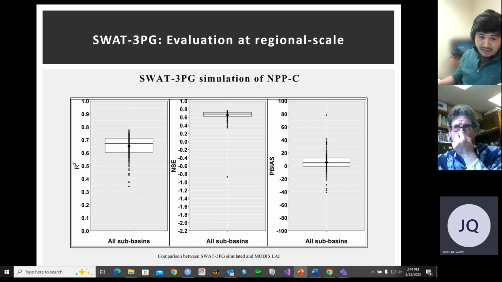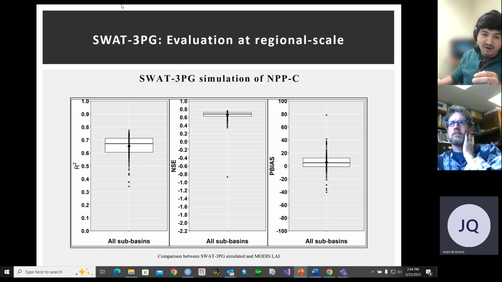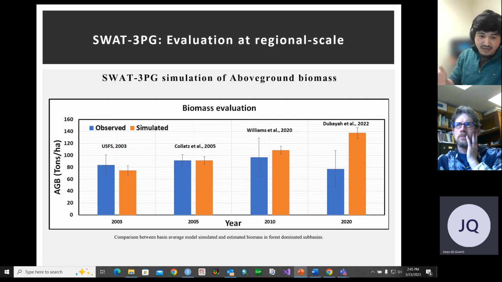This is a different way of looking at the NPP. Because SWAT is a watershed model, we divide the watershed into sub basins, and for each sub basin we also acquired the MODIS data set. This shows the range of R square, NSE, and percent bias for all of the sub basins for NPP simulation. The R square is about 0.65, NSE is close to 0.7, and PBIAS is slightly higher than 0. So the model does a good job of simulating NPP at a basin scale as well as spatially.